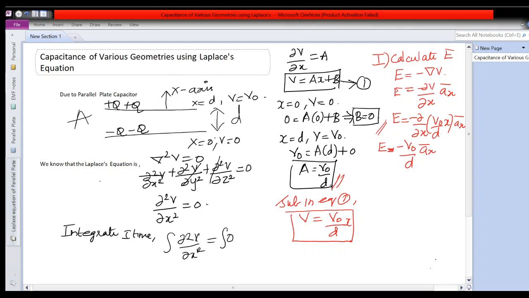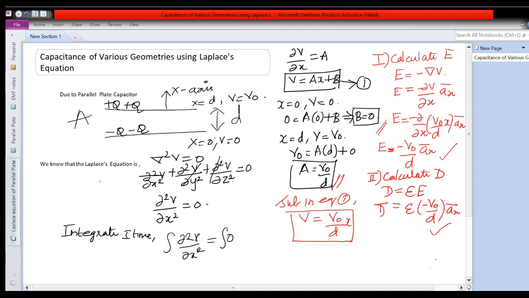So first step over. Next step, I am going to calculate D. What is D? D is electric flux density. And how are D and E related? D is equal to epsilon E, which is equal to epsilon into minus V naught by d into Ax vector. This is your D vector. So we have arrived at two equations, one is E and one is D. The third step, you will arrive at the final equation.